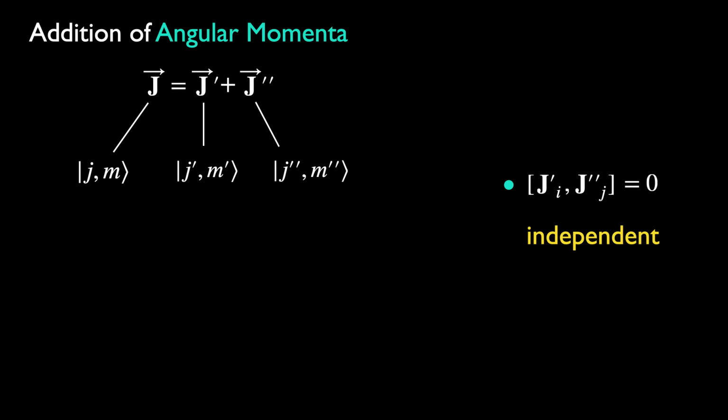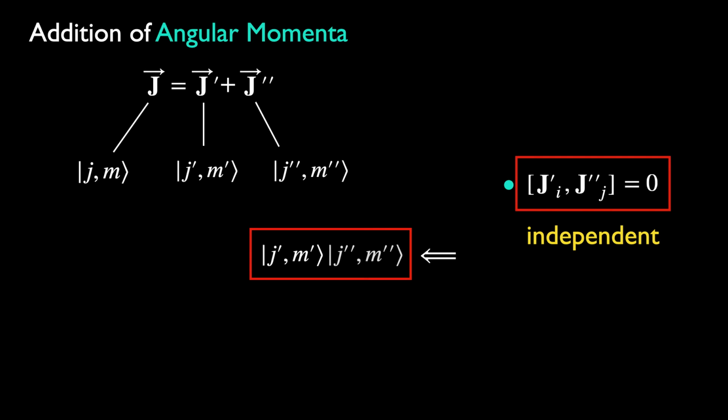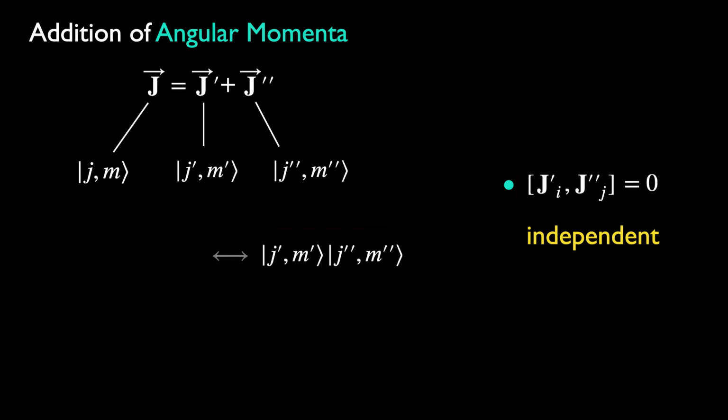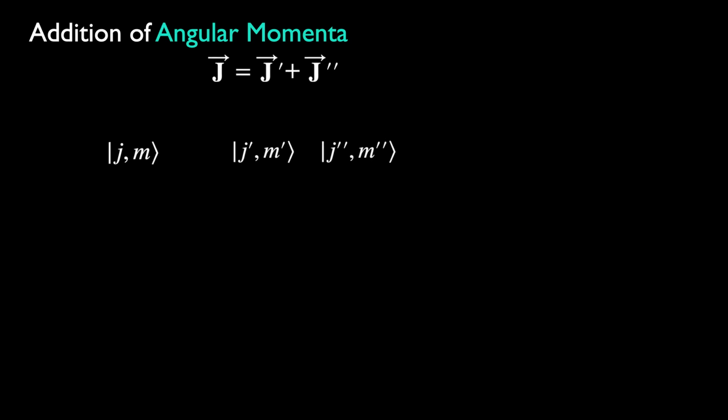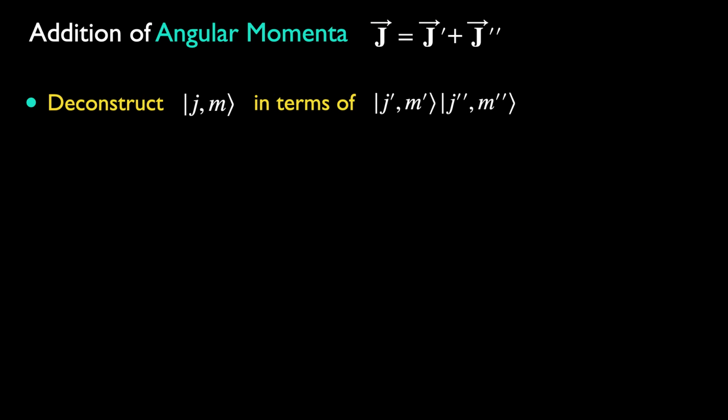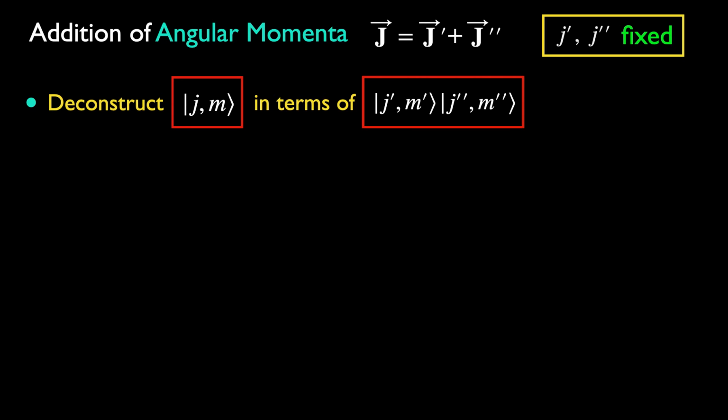Somehow, we should be able to deconstruct the eigenstates of the total angular momentum in terms of the constituent states. Note that since J prime and J double prime commute, they must share eigenstates. These are simply the tensor product of their individual eigenstates. Our task now is to deconstruct the total angular momentum states Jm in terms of the product states of the constituents for fixed values of J prime and J double prime.